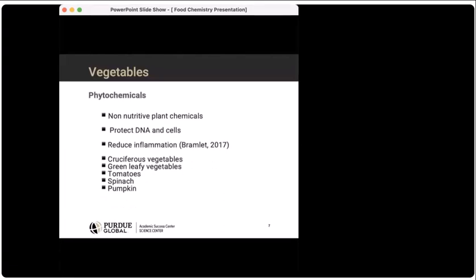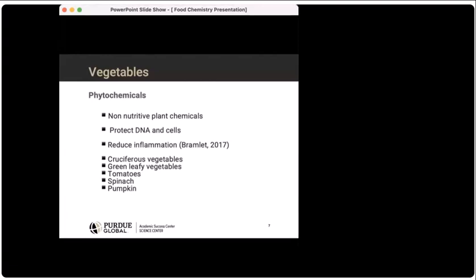Now, vegetables also contain another component called phytochemicals. Phytochemicals are a non-nutritive plant chemical that appear to have protective or disease-preventative properties. These are non-essential nutrients, meaning they are not required by the human body for sustaining life, and plants actually produce these chemicals to protect themselves. So recent research demonstrates that they may protect humans against disease as well. There are more than 1,000 known phytochemicals.